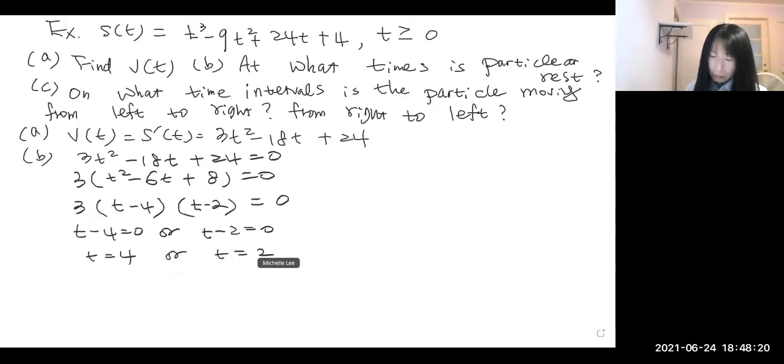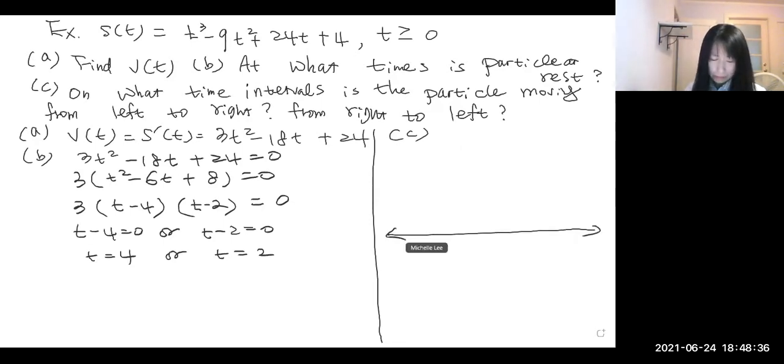Okay, now C part. Let us use sign analysis. When t equal to 2 and 4, and this is t, all right? Then we're gonna start at 0, right? Make sense? So start at 0, and then we have a 2 there, 4 there. Then the particle is at rest at this time, so we make a dot. Okay.